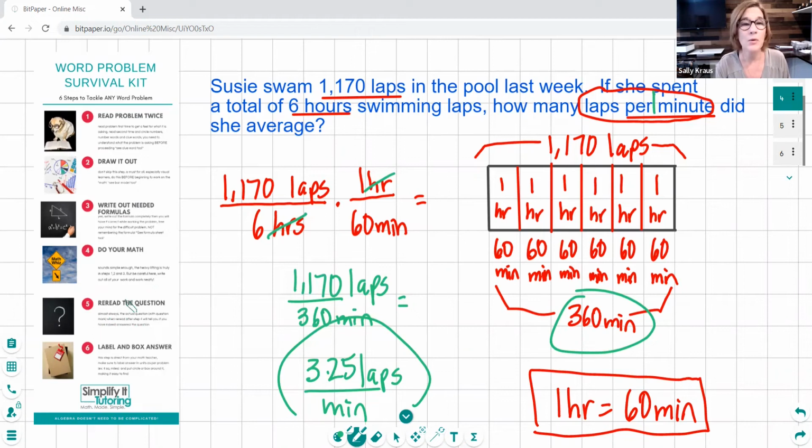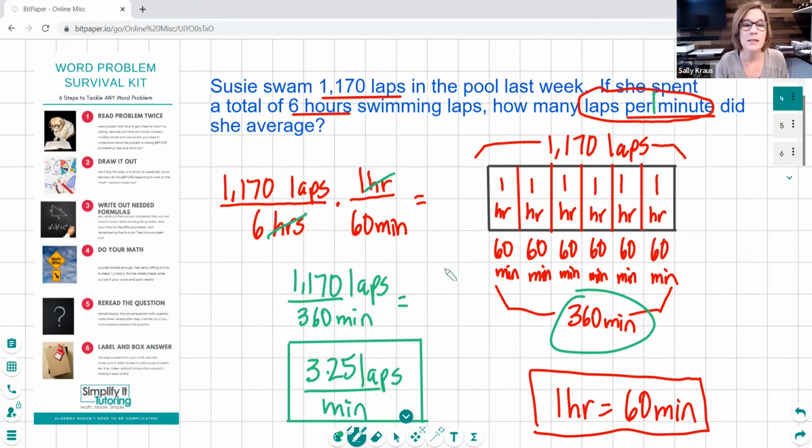Next, reread the question. Let's do that again. Susie swam 1,170 laps in the pool last week. If she spent a total of 6 hours swimming laps, how many laps per 1 minute did she average? Make sure you're answering the question. See, this is where you might catch yourself. If you just did it in hours instead of minutes, this is where you might catch that, in step 5. Make sure you're answering the question they've asked.